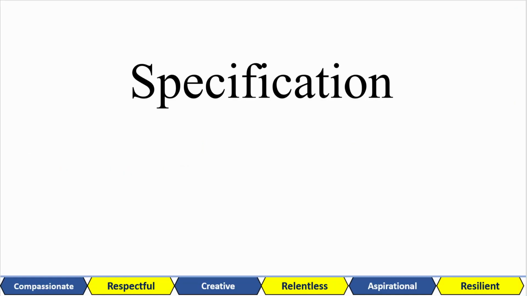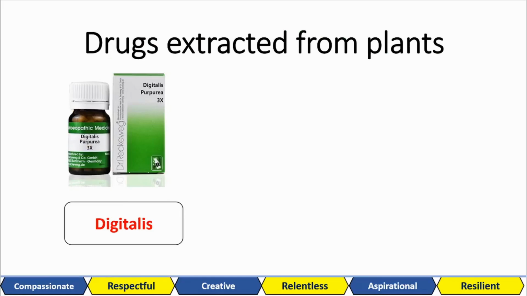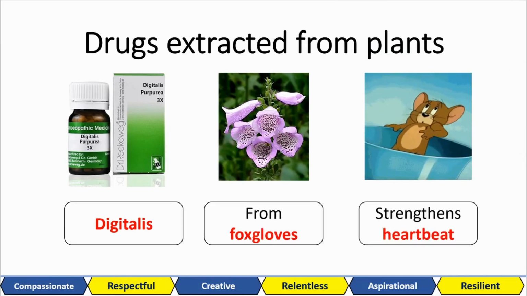In the specification, you need to know the origins of 3 drugs: digitalis, aspirin, and penicillin. Digitalis is extracted from a plant called foxglove. Digitalis strengthens your heartbeat, so it's given to patients that have issues with their heart.